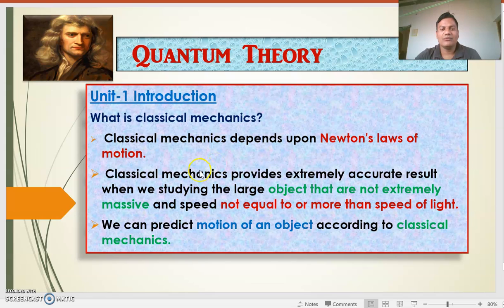The second point is that classical mechanics provides extremely accurate results when we study large objects that are not extremely massive. That means the objects which are not massive, not too big in shape. In this case, Newton's laws of motion don't apply. That means classical mechanics does not hold for extremely massive objects. And the speed of the object should be less than the speed of light.